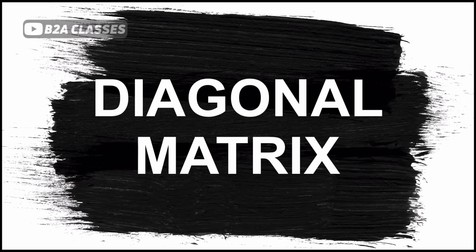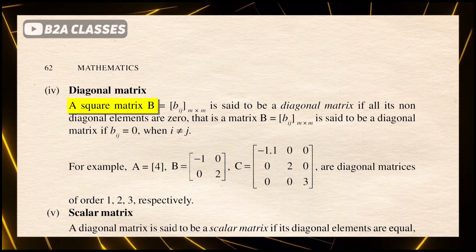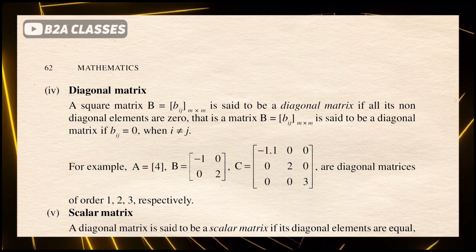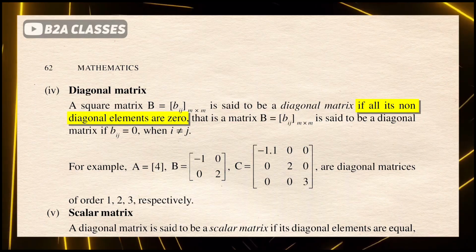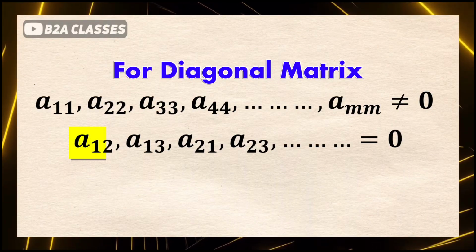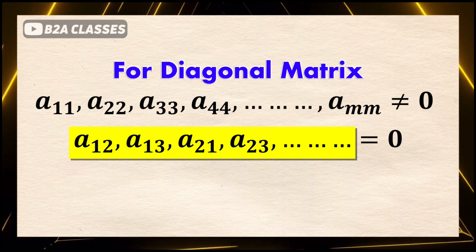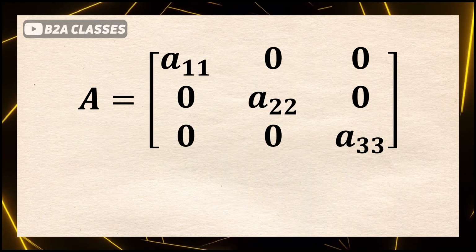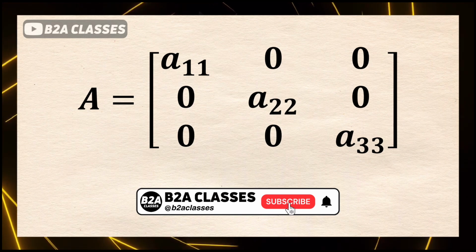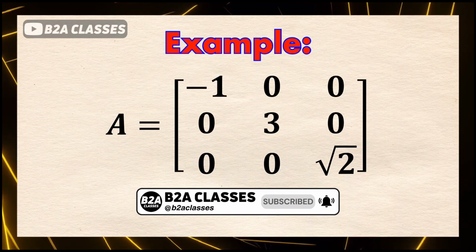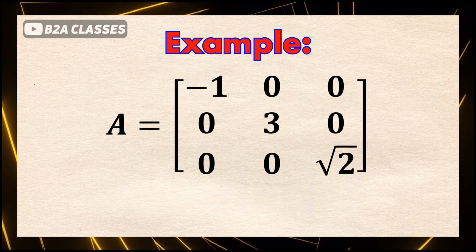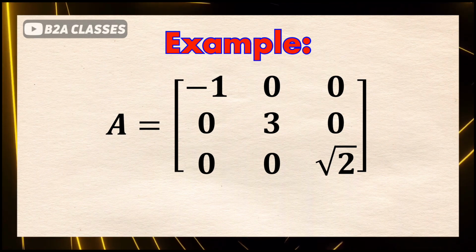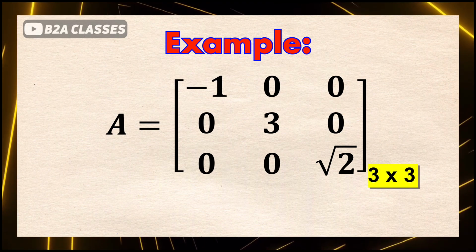We will move on to the next type of matrix, the diagonal matrix. A diagonal matrix is also a square matrix. But in a diagonal matrix, all the non-diagonal elements are 0. Means elements other than A11, A22, A33 up to Amm are 0. This is the general form of a diagonal matrix of order 3. So this is an example of a diagonal matrix. You can note that all the non-diagonal elements are 0 and it is a square matrix of order 3.